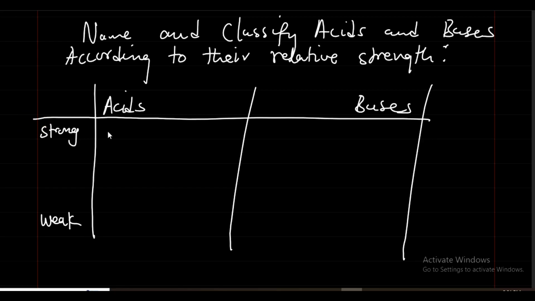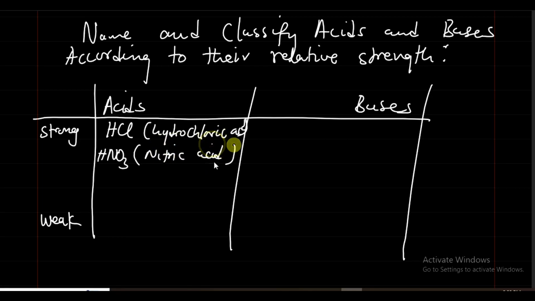So now strong acids, what do we have? We have HCl, which is hydrochloric acid, right? What else do we have? We have HNO3, which is nitric acid. What else do we have? We have sulfuric acid.